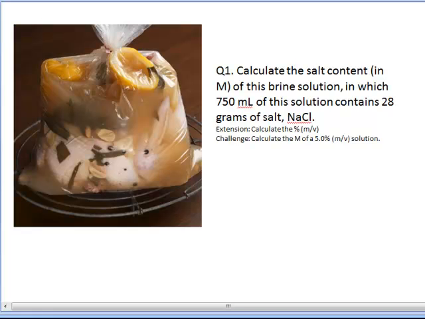Brine is a salt solution. It's salt dissolved in water. In this case, it's used a lot in cooking. Some of you who have pickled before may know that you use brine to get the cucumbers to pickle, which involves some anaerobic fermentation as well.